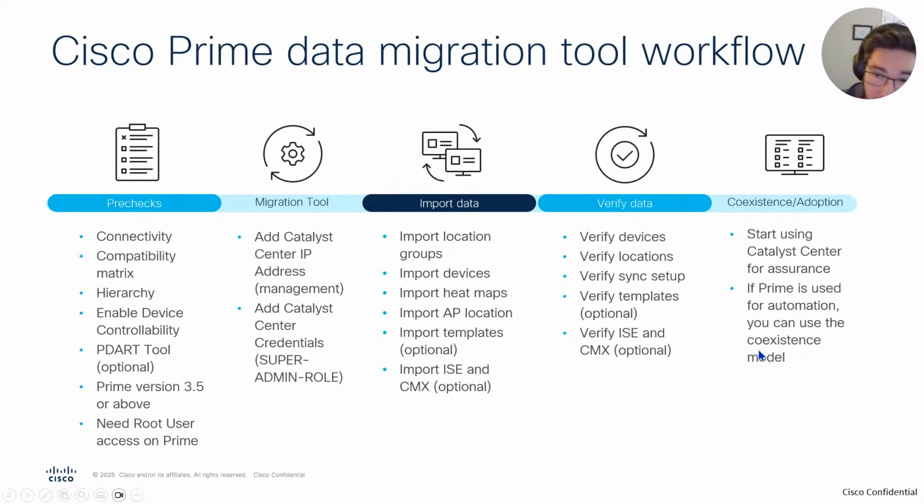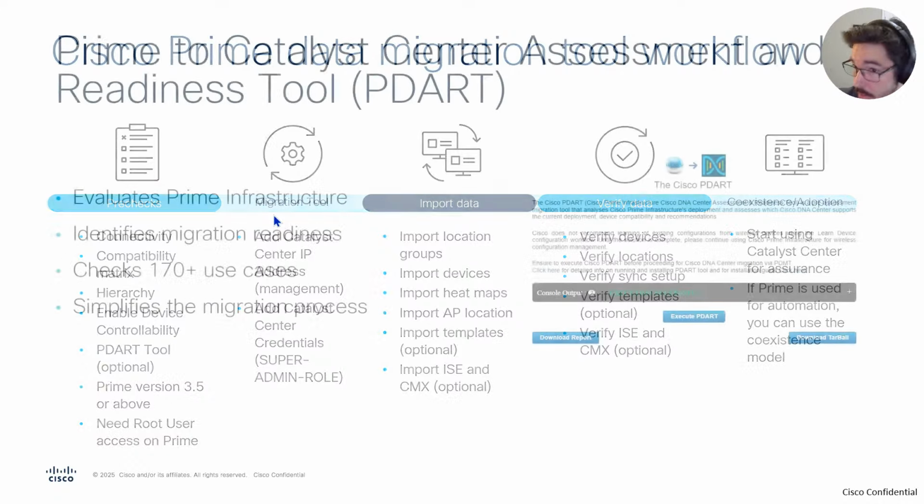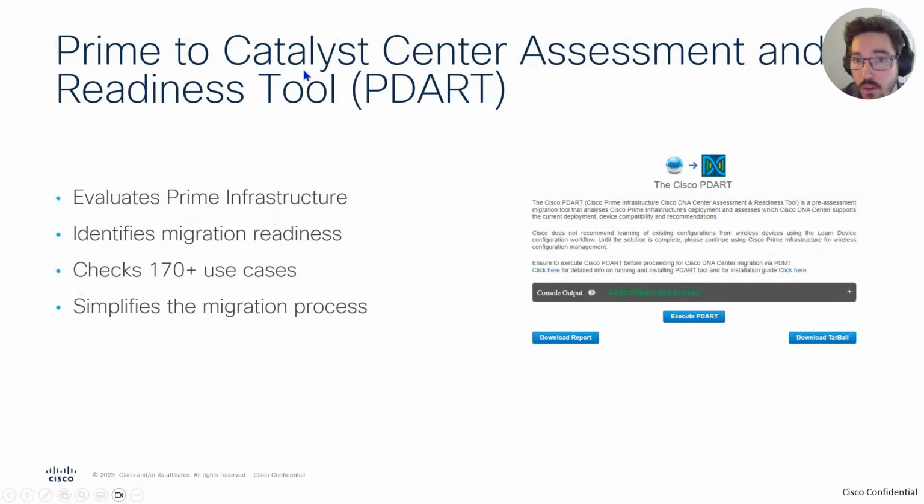So if we're still adding network devices, we're still adding different sites, Prime will recognize this as long as during the migration, we check the boxes that enable coexistence. They will automatically be uploaded over to Catalyst Center from Prime. I'll show you more about that during the demo as well.